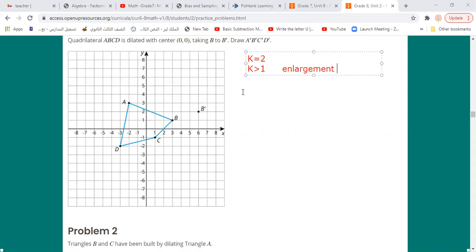Next, we will prepare the ordered pair for each point. Could you please tell me the ordered pair for A? -2 and 3. What about B? 3 and 1. What about C? 1 and -1. And what about D? -3 and -2. Okay.